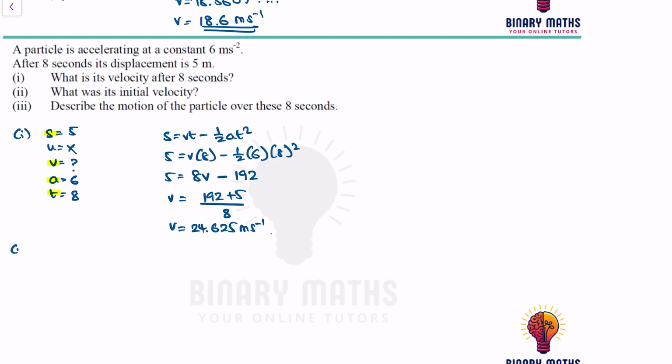Part 2. What was its initial speed? So if we rewrite what we do know, still displacement is 5. We don't know the initial speed, which is what we're trying to find out. We know the final speed is 24.625. We know acceleration is 6 and the time is still 8.